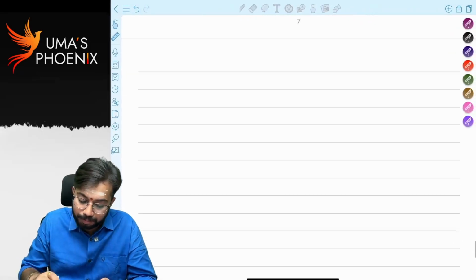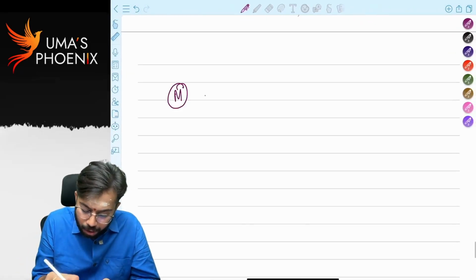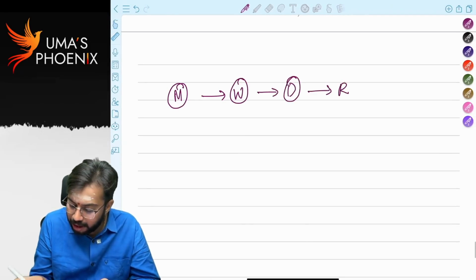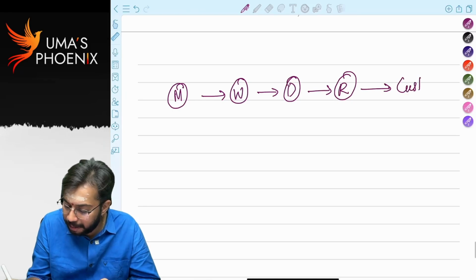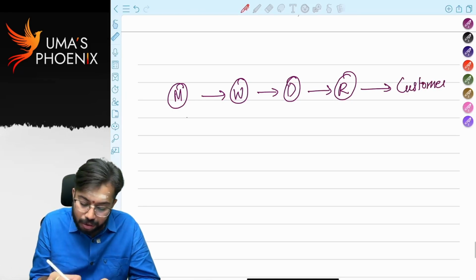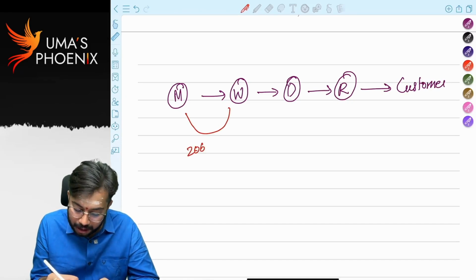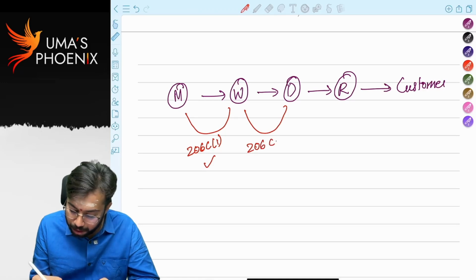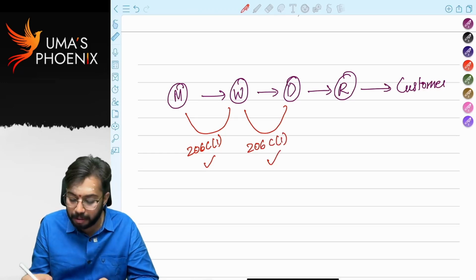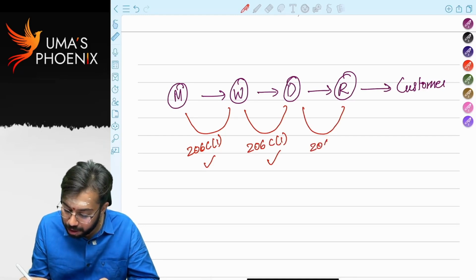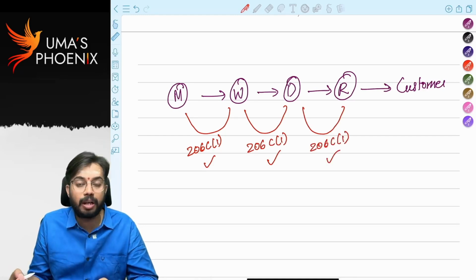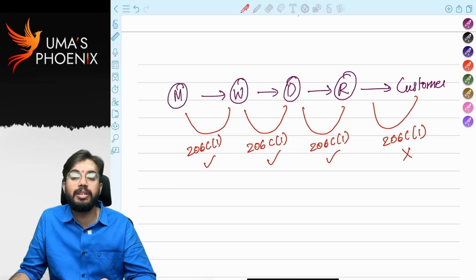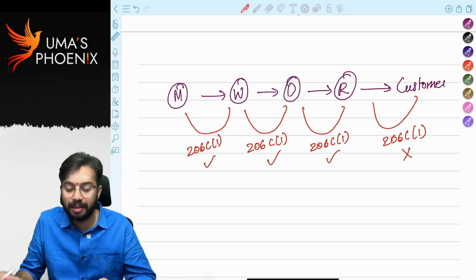So very simple, manufacturer to wholesaler, wholesaler to distributor, distributor to retailer, retailer to customer. This is the supply chain, right? Whenever goods are sold by manufacturer to wholesaler, section 206C1 provisions are applicable. Whenever goods are sold by wholesaler to distributor, section 206C1 provisions are applicable. Whenever goods are sold by distributor to retailer, section 206C1 provisions are applicable. Whenever goods are sold by retailer to ultimate customer, section 206C1 provisions are not applicable. Is it clear?